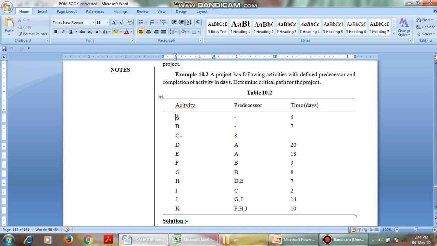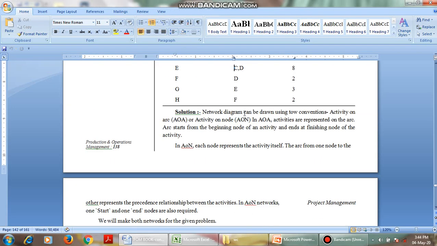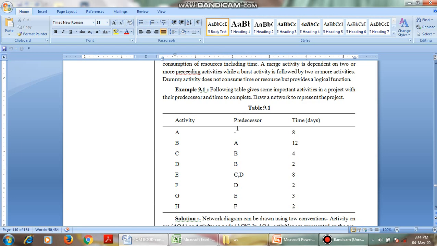There is activity A. This activity A has a preceder, that is, the activity before this activity we call the preceder activity. The preceder is nothing but the activity which is before this activity. As A is the first activity, there is no preceder. And T refers to time.